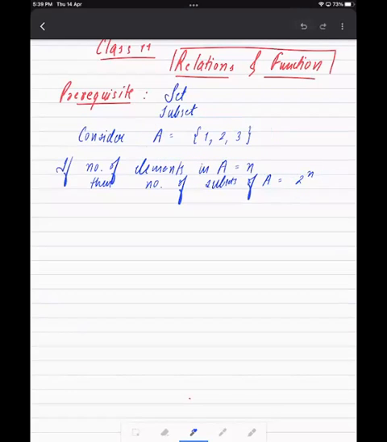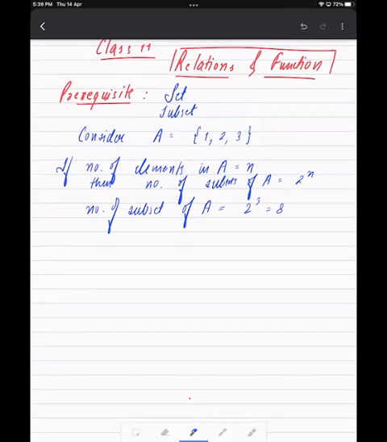Here, my n is 3. That means I have 3 elements here. So the number of subsets of capital A would be 2 to the power 3, that is 8. Okay. So 8 possible subsets are there. Let me just write them.